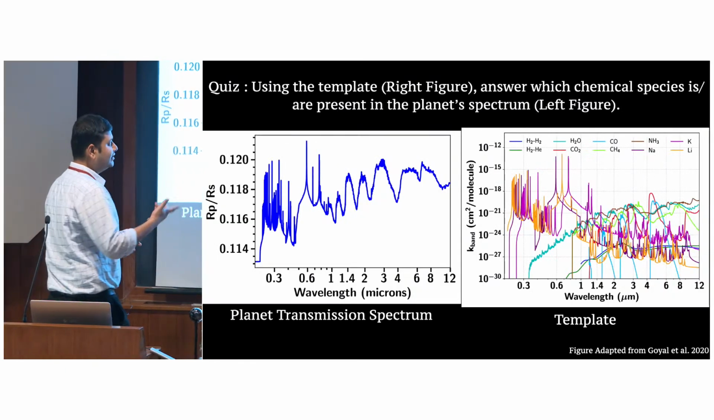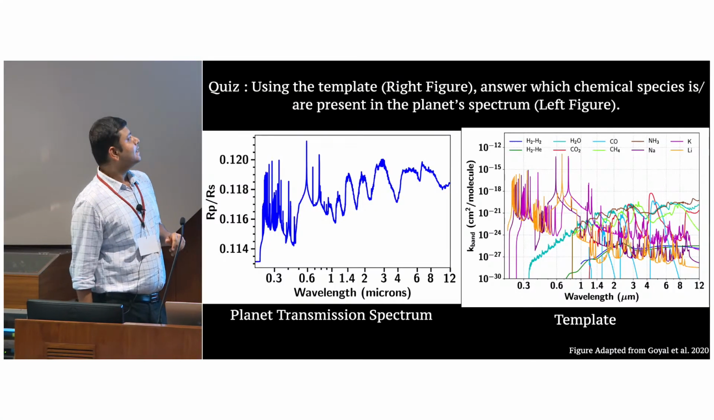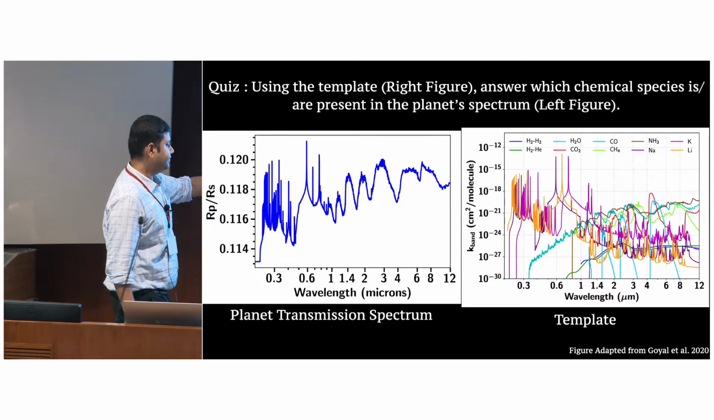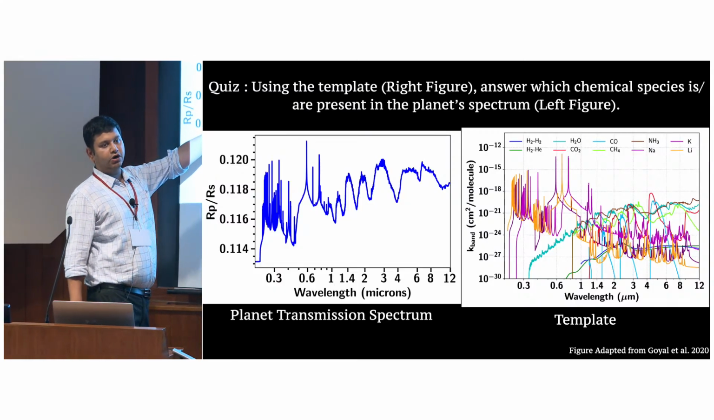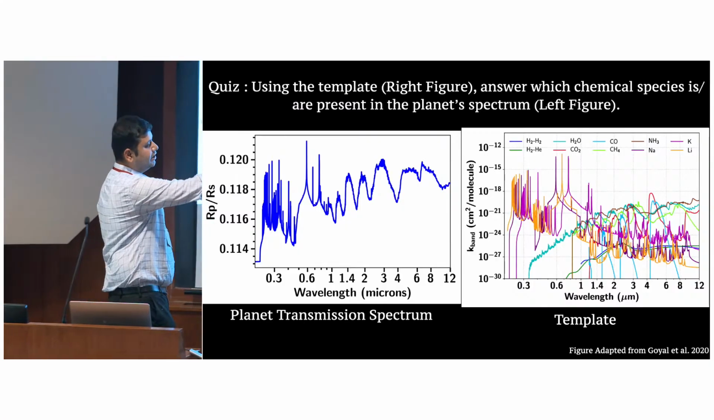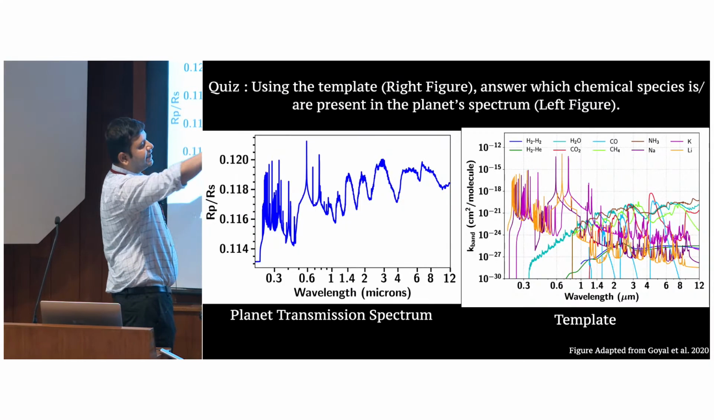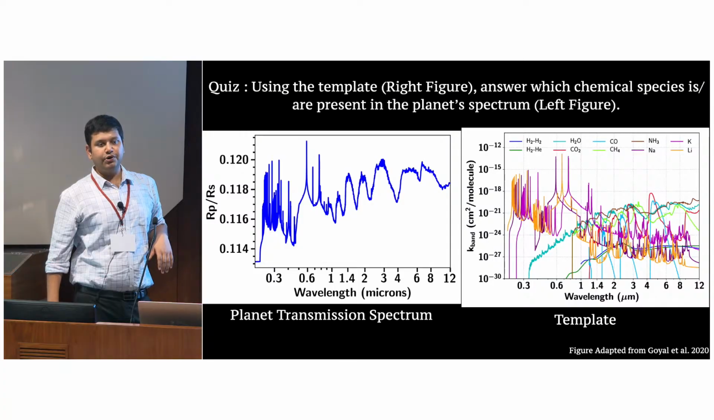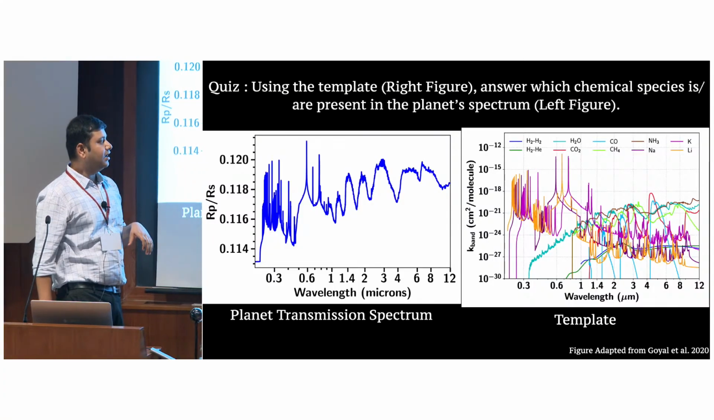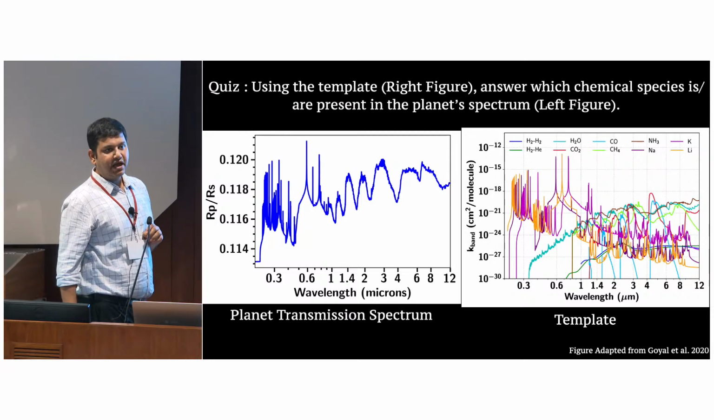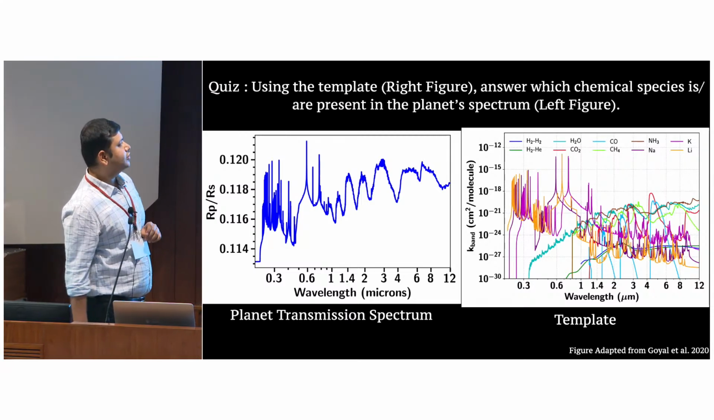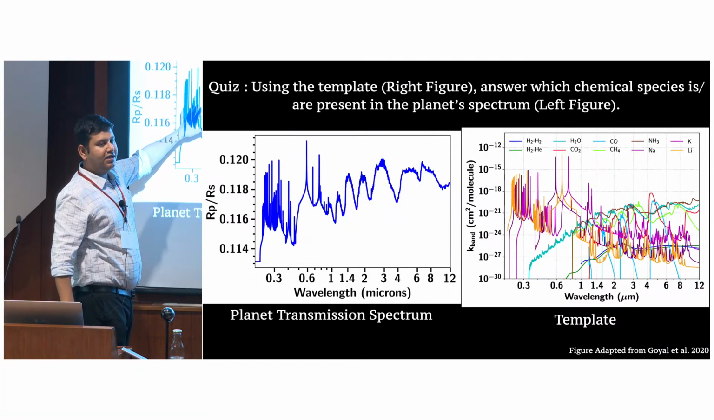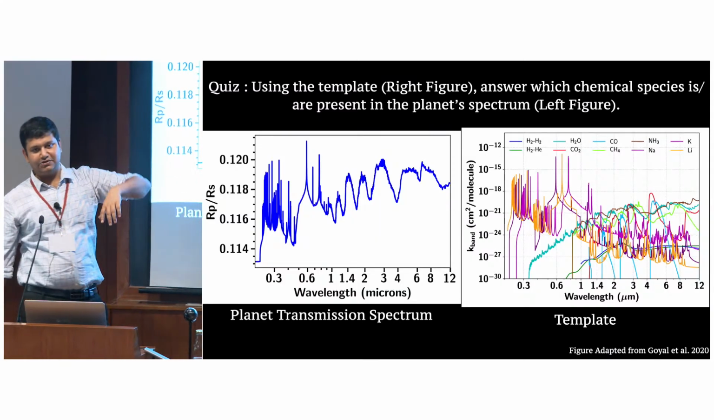Now, this is one of the quizzes. Suppose, using the template, this is the transmission spectrum on your left side, wavelength and Rp over R-star. This is the overall transmission spectrum of the planet. On the right-hand side, I have shown you different gases. This is the absorption cross section of different gases. I want to give you an overview of how transmission spectroscopy works, how we determine what is there in the planet's atmosphere. So can you look at both and tell me, this is a spectrum I've created from my model, can you tell what's there in the planet's atmosphere? Which gases are present?